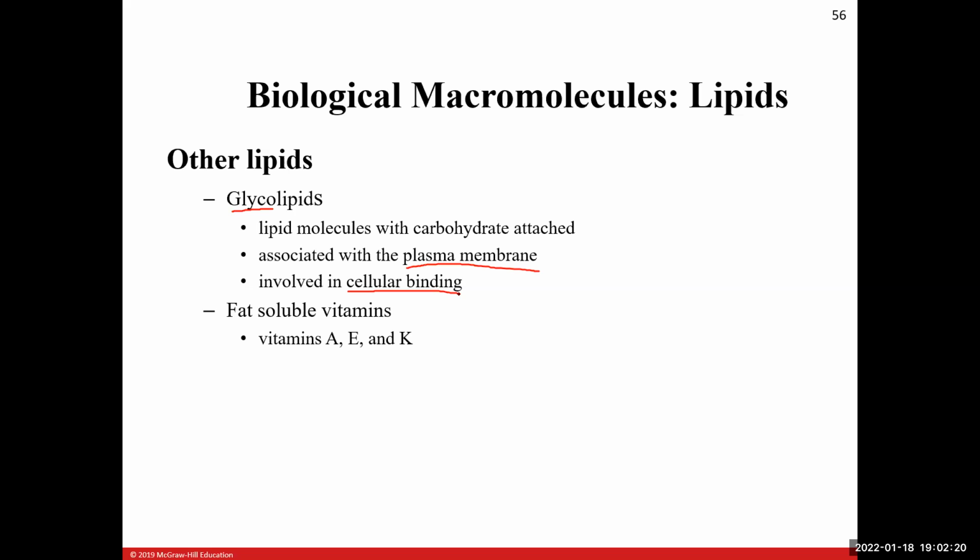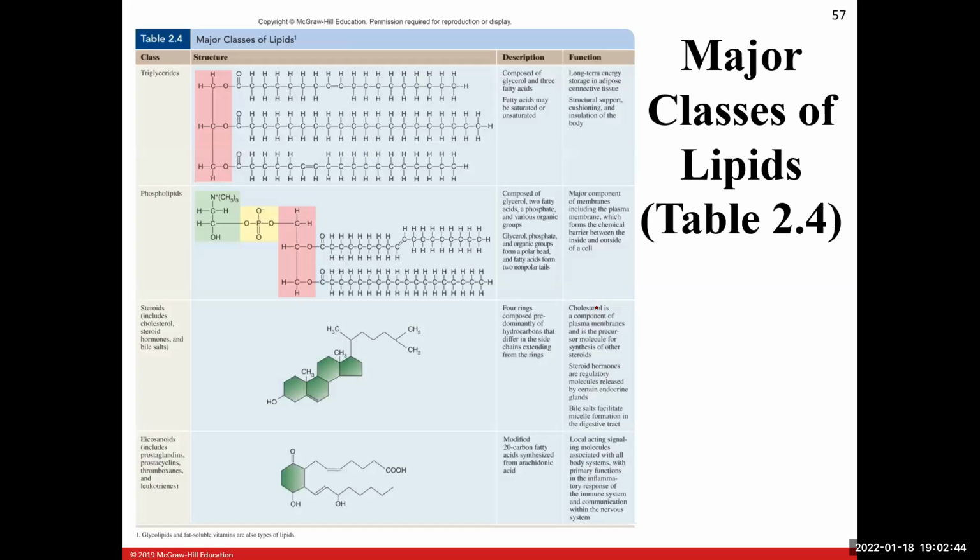And then we have our fat-soluble vitamins, vitamins A, E, and K. Fat soluble basically means that if you take in quite a bit of these vitamins, they can start to build up in your body's tissues, and you can actually reach toxic levels of these vitamins. Water soluble, you end up just peeing those out.